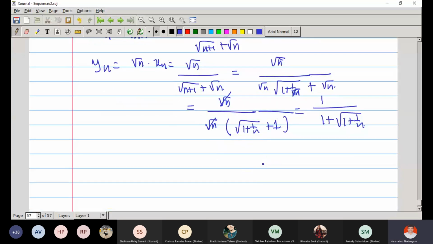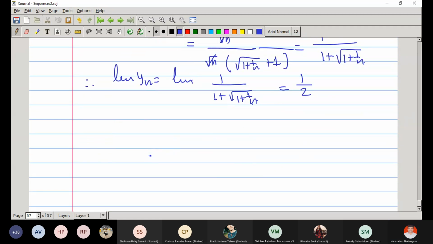So what is the limit of yn? 1 by 2. Because by the algebra of limits, the limit of 1 upon xn is 1 upon the limit of xn. The limit of 1 is 1, the limit of the square root of 1 plus 1 by n is 1, since 1 by n goes to 0. So ultimately it is 1 plus 1, so 1 by 2.